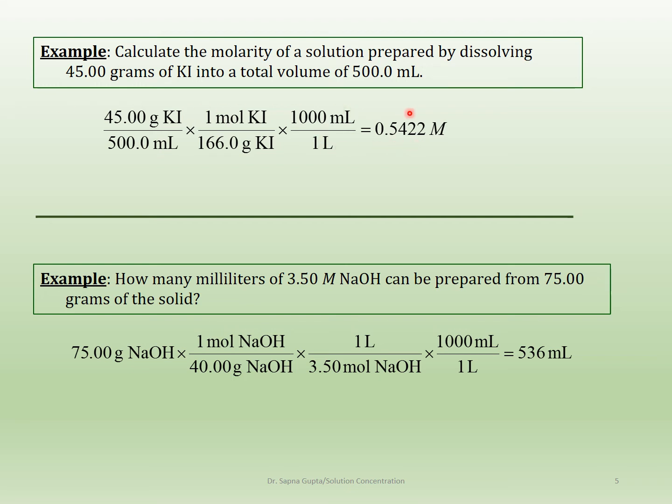So you can do it this way also, all right? You can take it step by step if you want to, which means you can calculate the moles first using KI and the molar mass of KI, and then you can do the conversion of the milliliters to liters in the second step, however you want to do.